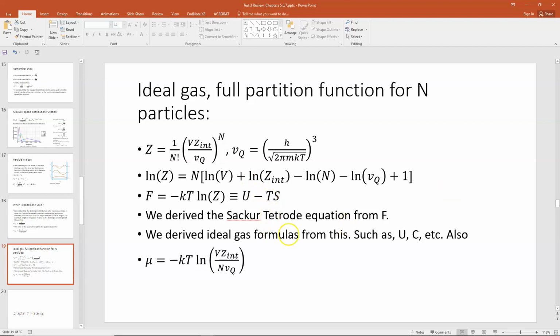Okay. Now we also derived other formulas for it, such as the internal energy, which unsurprisingly is 3/2 NkT, the specific heat, which unsurprisingly is 3/2 Nk, and we also derived the chemical potential, which is given as mu is equal to minus kT times the log of V Z internal over N V_q. Okay, so that's a very fast auctioneer-style rundown of what we did for Chapter 6.